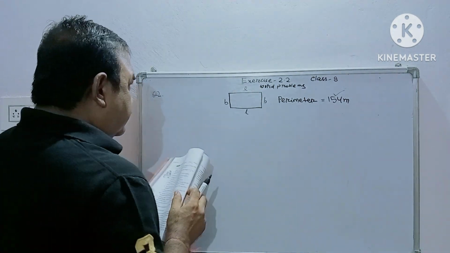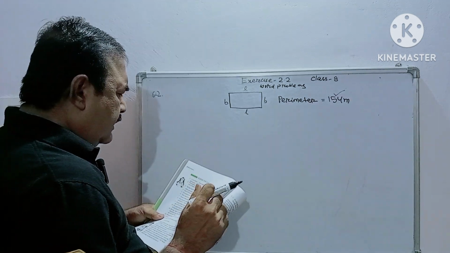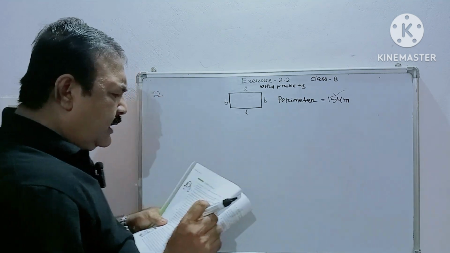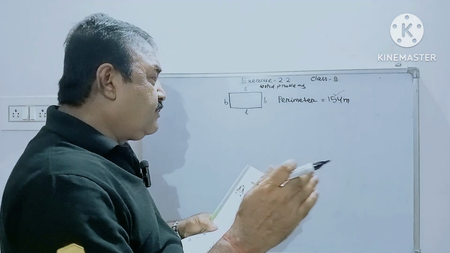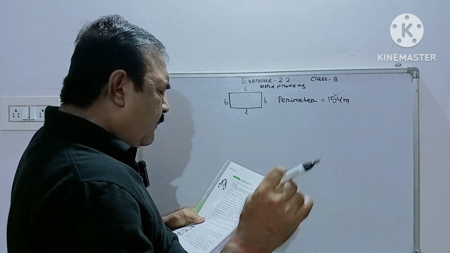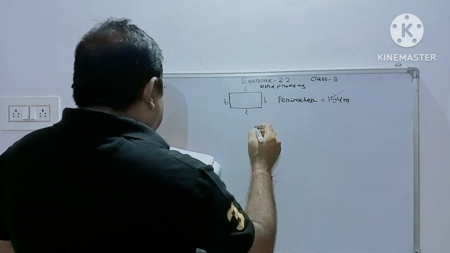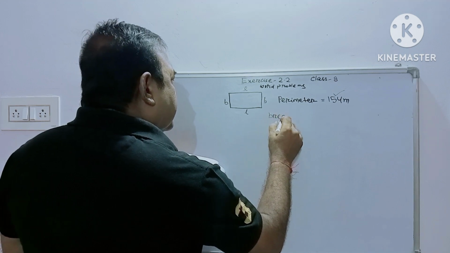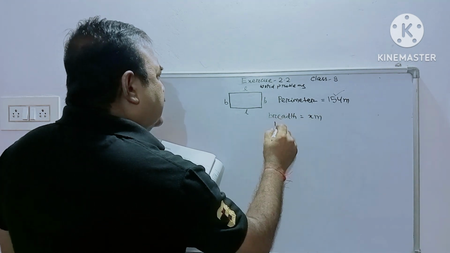So, what relation stands here between the length and the breadth? The length is 2 meters more. The expression you see: the length is 2 meters more than twice its breadth. So the length depends on the breadth. So, let the breadth be x meter. X meter. So what will be the length?